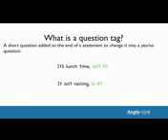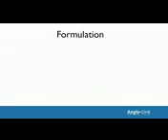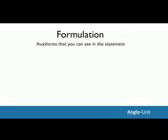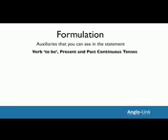Now, like ordinary complete questions, question tags are formed with the right auxiliary. So it's important to review the auxiliaries for each type of statement. Let's do that now. So let's look at the formulation of question tags for statements where you can see the auxiliary in the positive statement. The first group is the verb to be and the present and past continuous tenses.